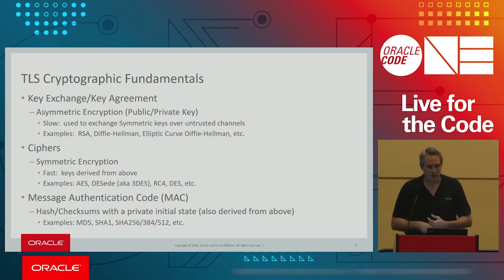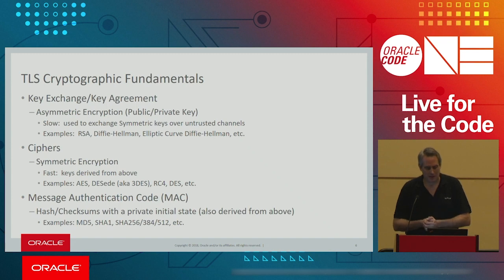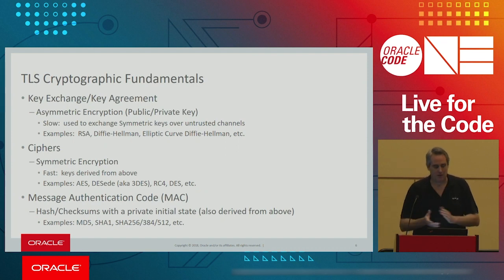So the key fundamentals, the processes that we go through and the types of algorithms we use are threefold. The first is a key exchange or a key agreement algorithm. And this is using asymmetric encryption using public and private keys. The problem with asymmetric encryption, of course, is that it tends to be slow. So what we usually do is we use this to negotiate a faster key that we can use a little bit later on. But we can use this for things like certificates, where we can actually use public and private keys within certificates to identify who you are. So some examples of that are RSA, Diffie-Hellman, and then there's another variant of that called elliptic curve Diffie-Hellman, and so on.